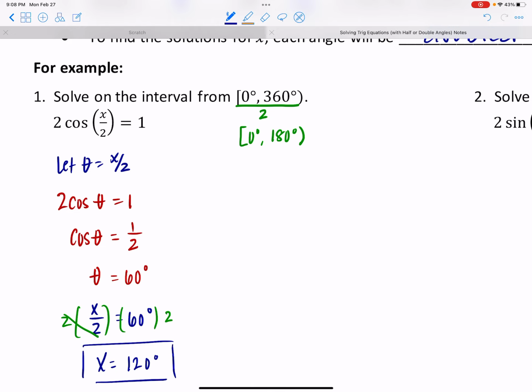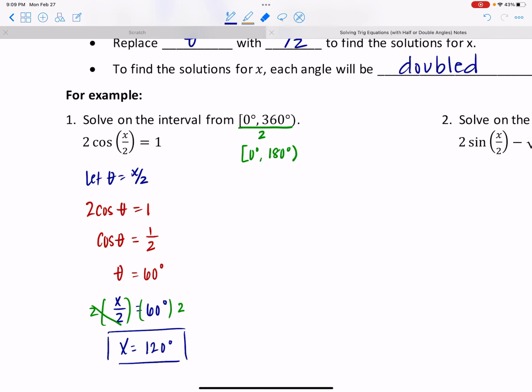And this will make sense if you plug it back in as well. You can always check your answers by plugging back in. If you put 120 back in here and divide it by 2, then you're looking at the cosine of 60. The cosine of 60 degrees is a half. Multiplying a half by 2 would take us back to the 1. So you could always plug your answers back in to check them. Okay?